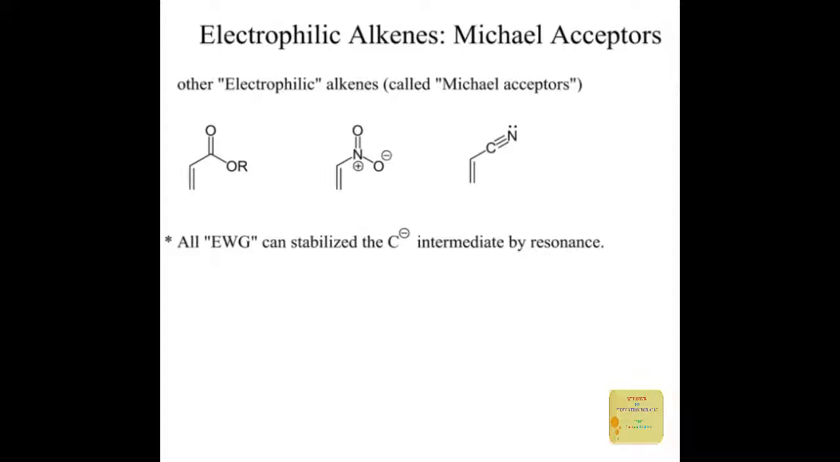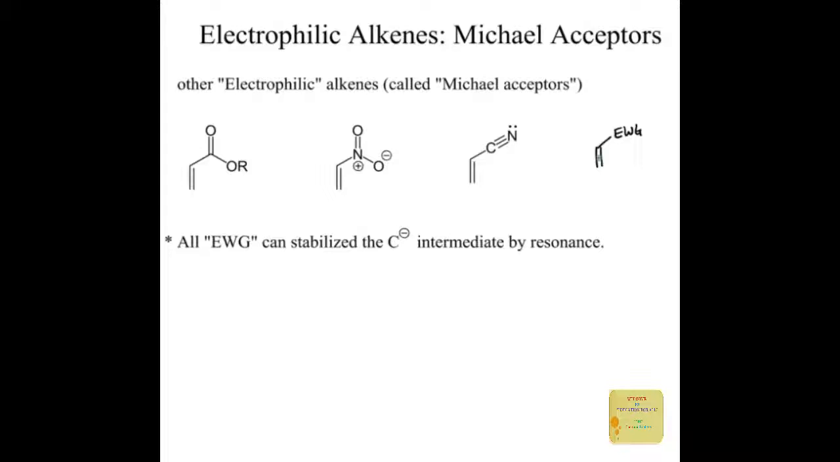So we call enones Michael acceptors, and it doesn't have to be a ketone that's attached to that carbonyl in order to allow for a 1,4 or a conjugate addition. There are other so-called electrophilic alkenes that would accept attack by a nucleophile. We could have, instead of a ketone, an ester, so any carbonyl-containing compound, or we could have a nitro or a cyano. Now we've seen the nitro and the cyano and the carbonyl all being grouped together before. We call these EWGs, or electron withdrawing groups.